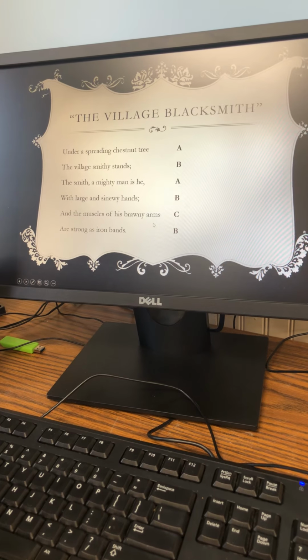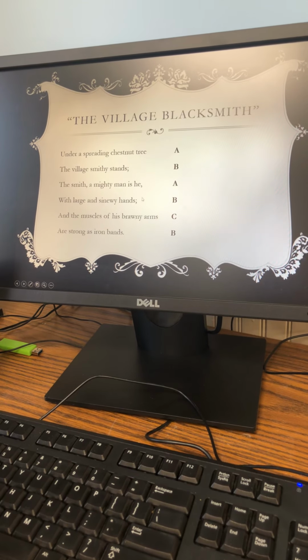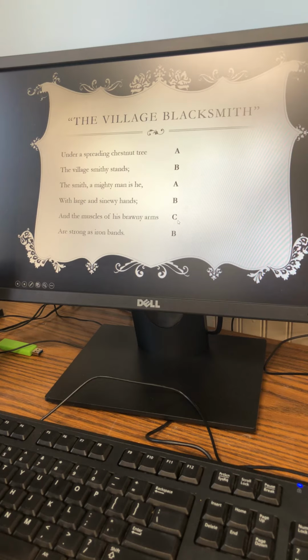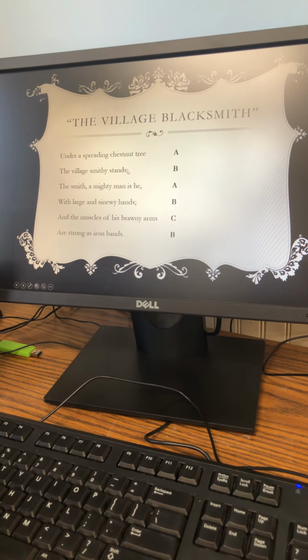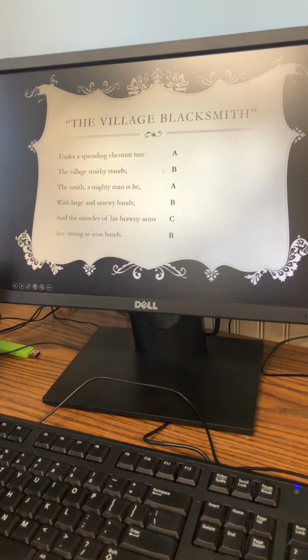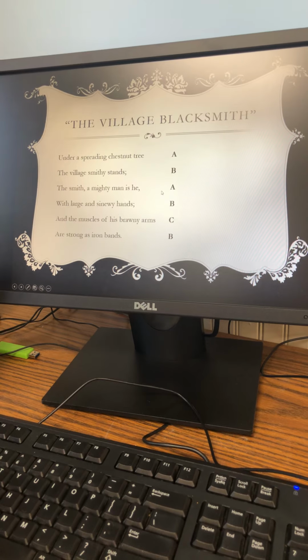And the muscles of his brawny arms. Arms does not rhyme with tree and he or stands and hands, so it gets a C. Are strong as iron bands. Bands rhymes with stands and hands, so it gets a B. And our rhyme scheme is A, B, C, B.